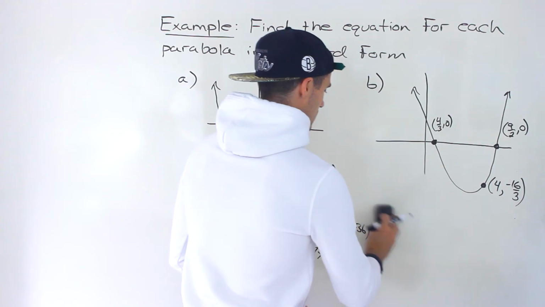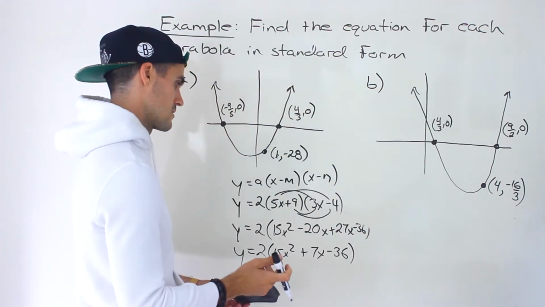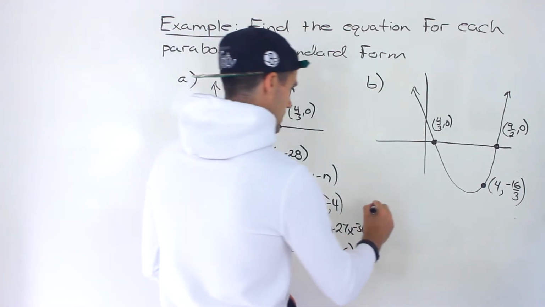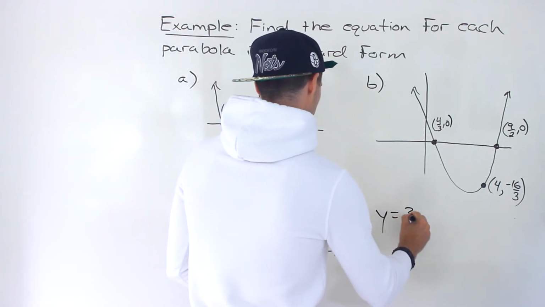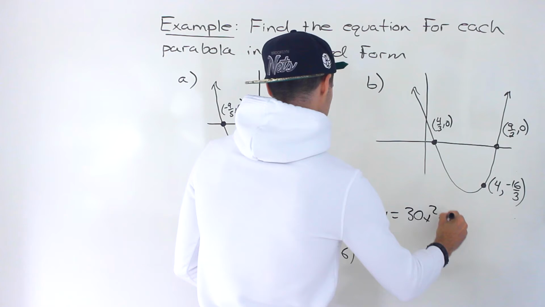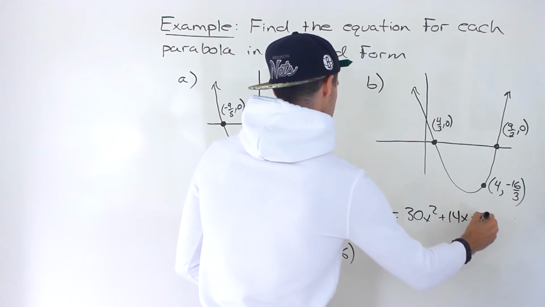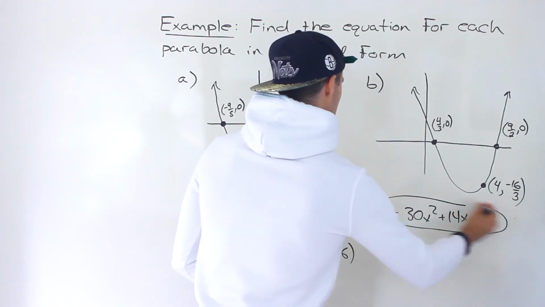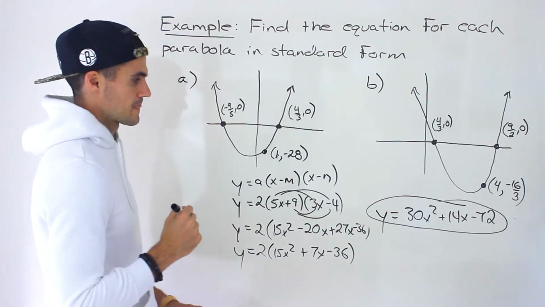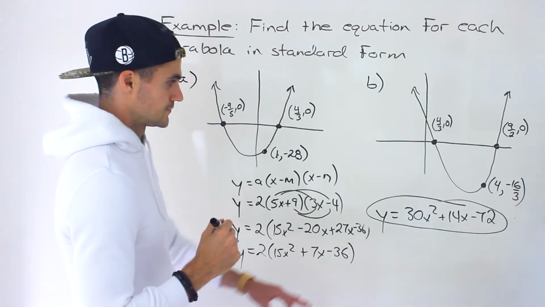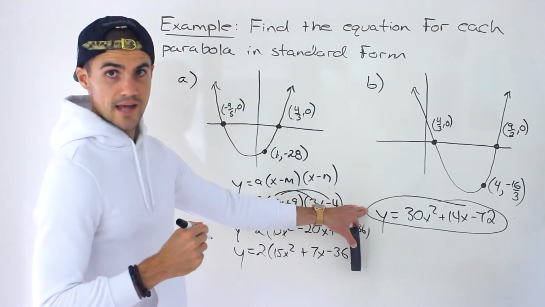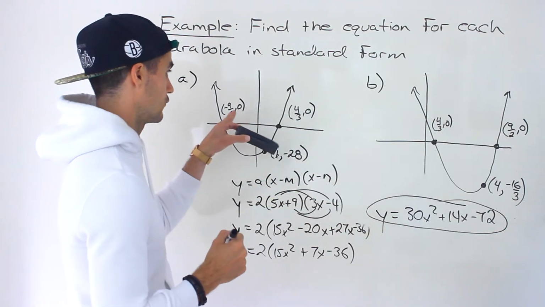And so when we expand everything, give me a sec, yeah, expand the 2 inside the bracket, we end up with y equaling 30x squared plus 14x minus 72, like that. All right, so this here is the standard form quadratic for this over here.